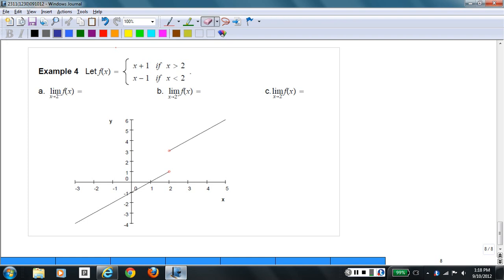Sorry, f of 1 is 0. That was a dumb question. That was an irrelevant question. Not a dumb question, but just irrelevant. What's f of 2? That's a better question.